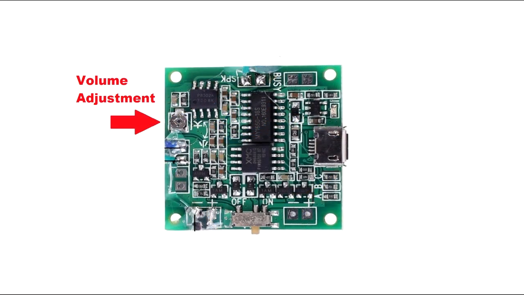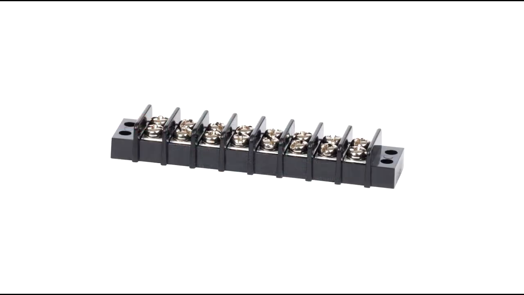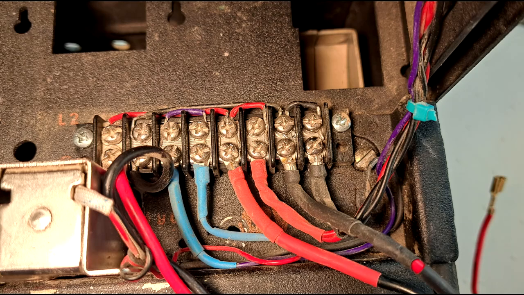Once all the connections are made, there is a potentiometer on the audio module that can be adjusted for the volume. An 8-circuit terminal block is being used as a main bus for power distribution from the battery to the latch, the relays, and the DC converter modules. The battery charging connection is also made here.